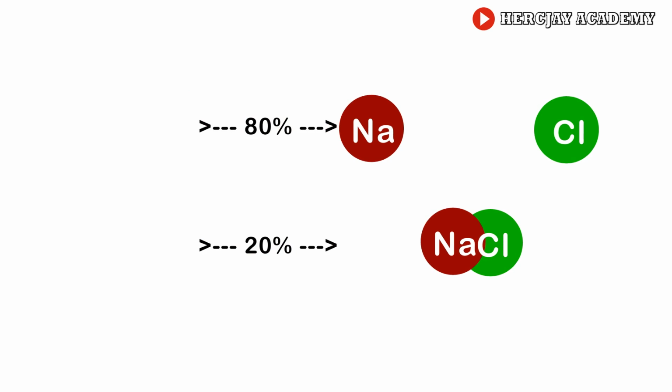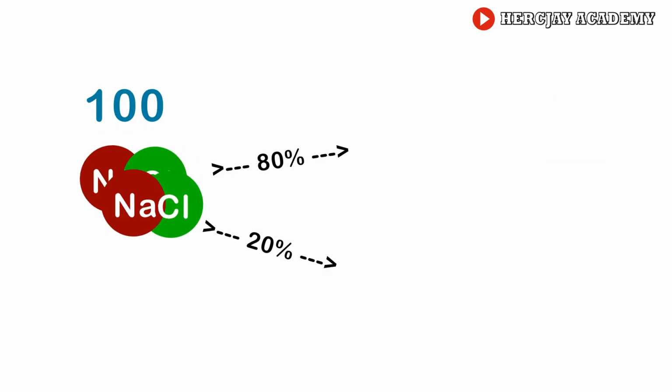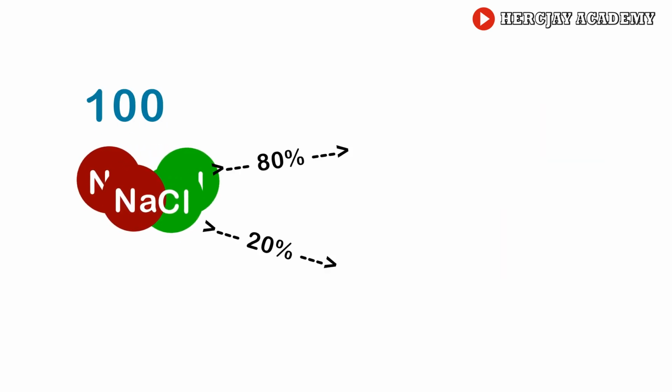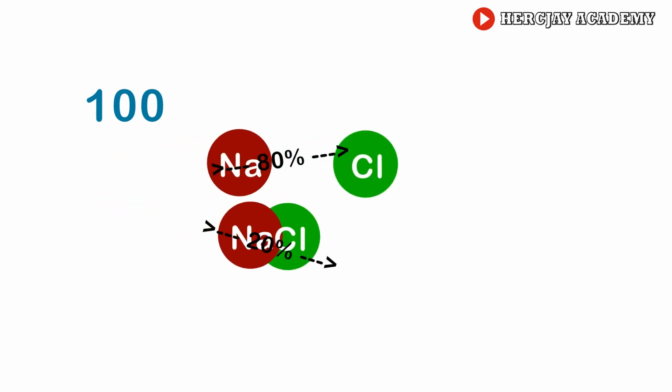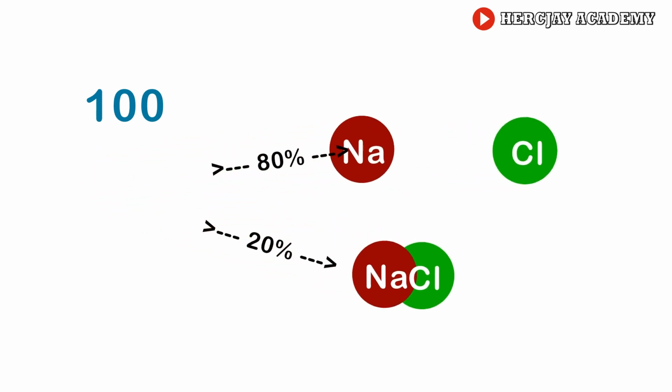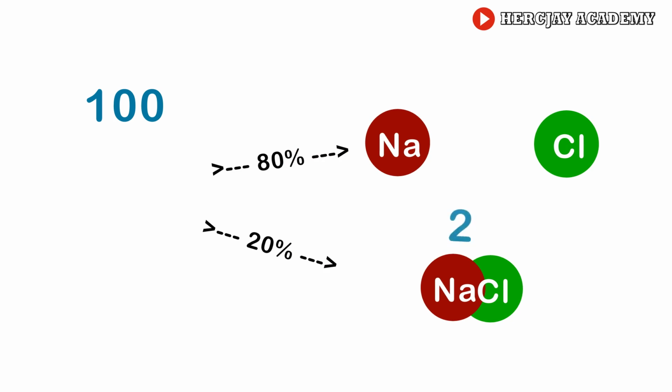To calculate i, or dissociation factor, let us assume that we introduced 100 particles of sodium chloride. Inside this 100, 20 particles will remain as sodium chloride. 80 particles will each break into sodium ion and chloride ion, giving us a total of 80 sodium ions and 80 chloride ions. So in the end, we have 20 sodium chloride particles plus 80 sodium ion particles plus 80 chloride ion particles, giving us a total of 180 particles.